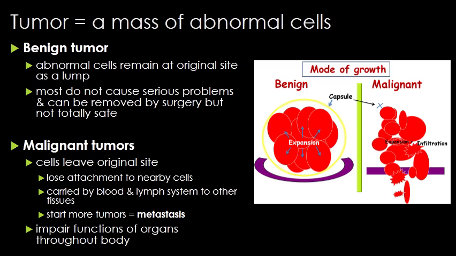But malignant tumors are different. They are able to spread. They are able to leave their original location. They turn off those touch sensor genes and are able to spread throughout the body, or metastasize. So this is going to begin to impair functions of organs throughout the body. Benign tumors can become malignant tumors over time through a process of tumor progression, which is why you still need to remove both types of tumors.